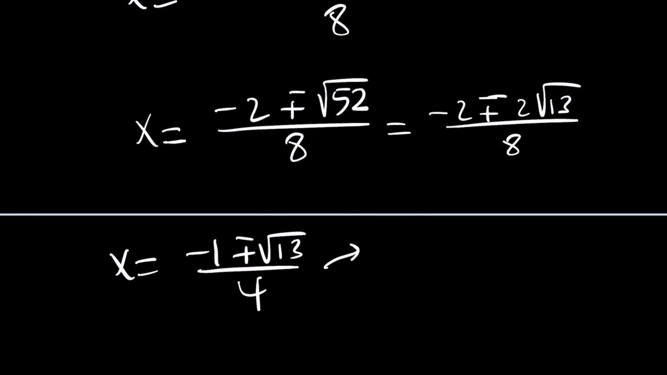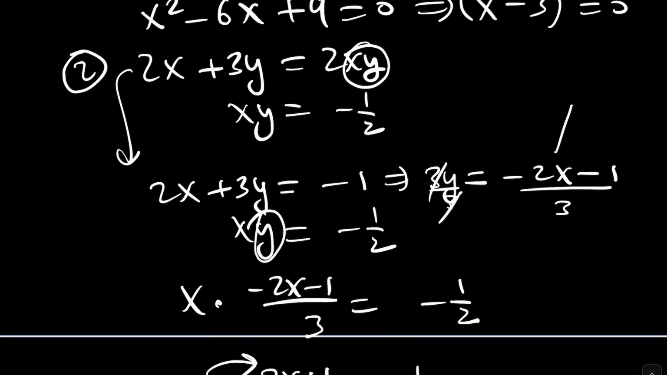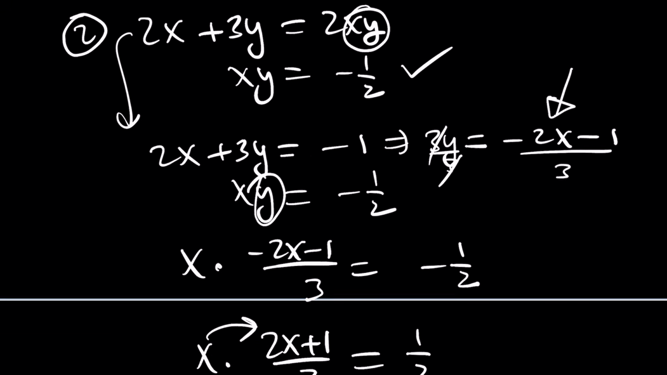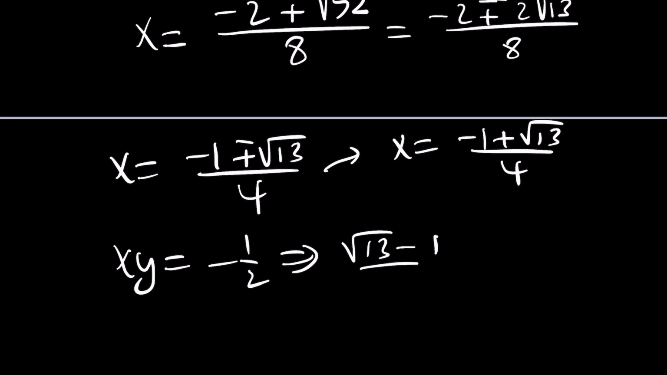Let's just go with, if I pick this one to be my x value, I need to find the y value. There are two ways to do it. You can use this one if you want, which seems to be a little easier, I don't know. Or you can use this one. Let's use the other one: xy equals negative 1/2. Now we know that x is equal to root 13 minus 1 over 4, and y is supposed to give us negative 1/2 from here.